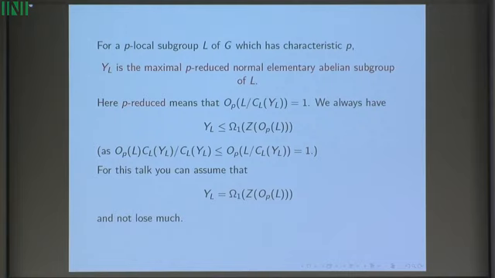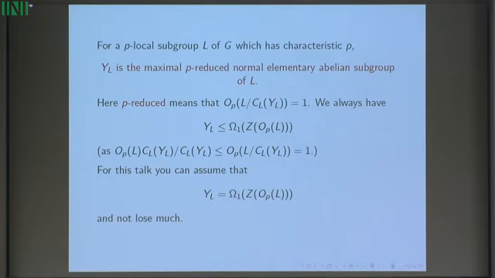So I've got to do something a bit messy now. For a P local subgroup L of G which has characteristic P, YL is the maximal so-called P-reduced normal elementary abelian subgroup of L. P-reduced means that when I take L, take the centralizer of this subgroup YL, factor out the centralizer, and take the OP, I get a trivial group.